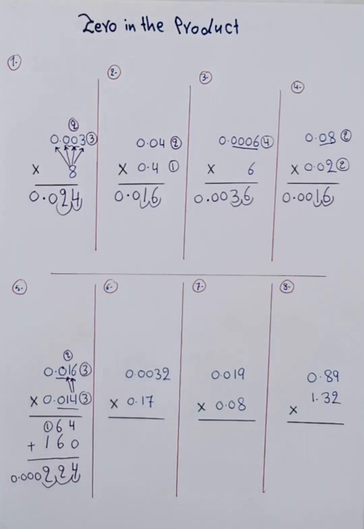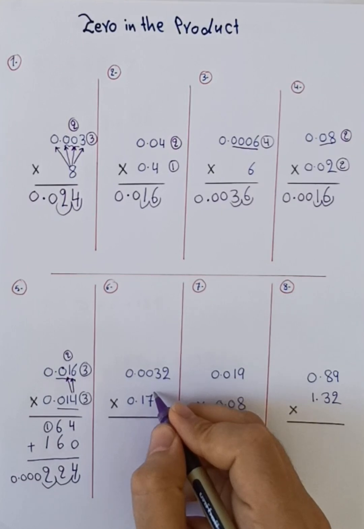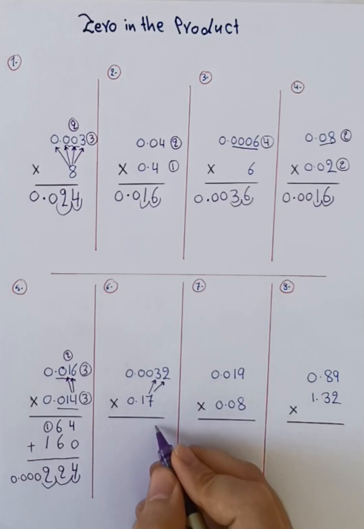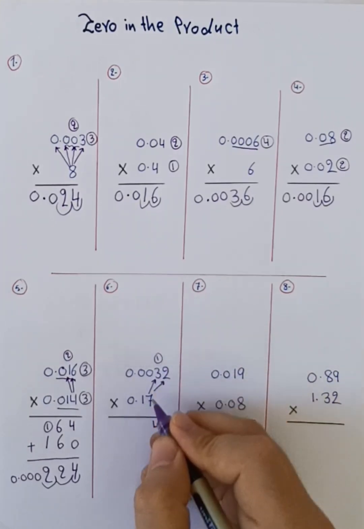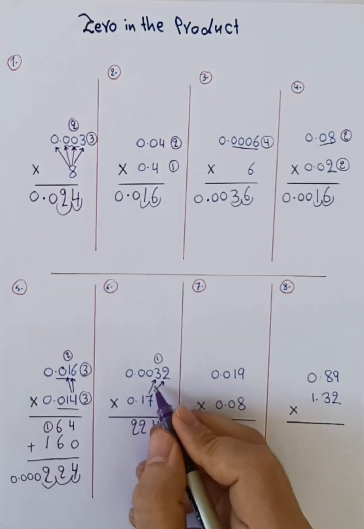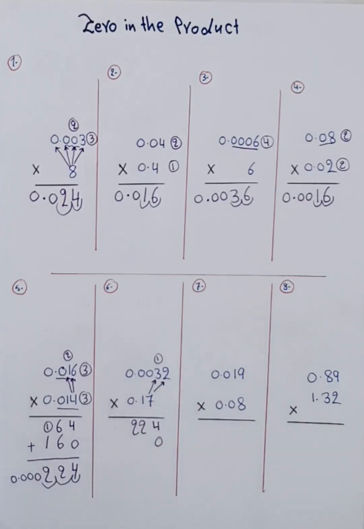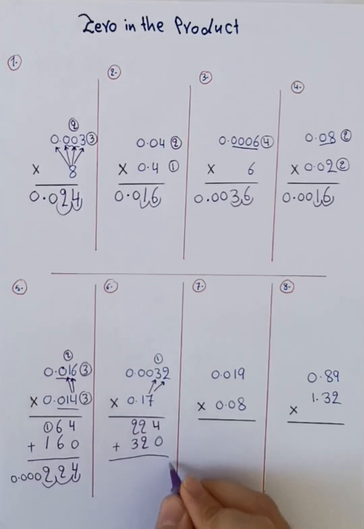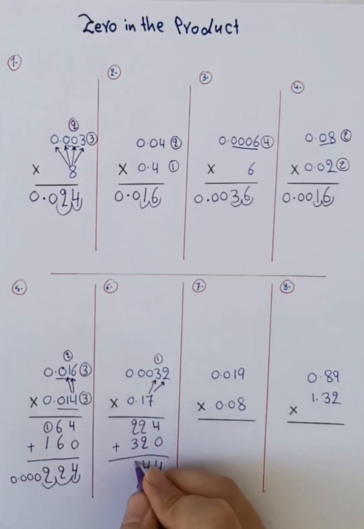Example number 6, we have 0.0032 ten thousandth multiplied by 0.17 hundredth. So you have to multiply this 7 by 2 and by 3. 7 times 2 is 14. You have to regroup. 7 times 3 is 21 plus 1 is 22. Before you multiply this 1 by 2 and 3, you have to write 0, and 1 times 2 is 2. 1 times 3 is 3. You have to add the products. 4 plus 0 is 4. 2 plus 2 is 4. 2 plus 3 is 5.